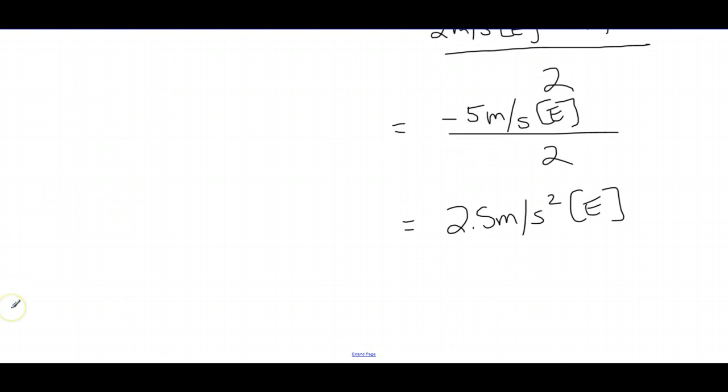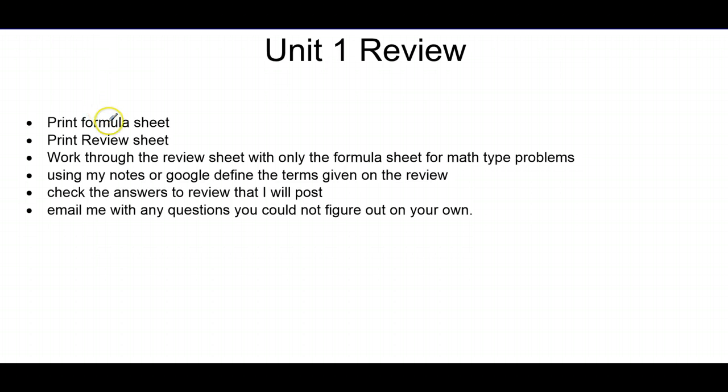So again, the next 2 days, here's the order you're going to do things in. Print the formula sheet that I provide for you. Print the review sheet. Work through the review sheet with just the formulas for the math type problems. So it's just testing your knowledge of how much you can do on your own with just the formulas in front of you, because that's where you want to be by the time your test comes around. For any definitions and concepts, go back to my notes or use Google to help you. And then I'll post review answers. You can check your answers against those. And then finally, if you still have questions, you can email me if you couldn't figure out where you maybe went wrong on your own.